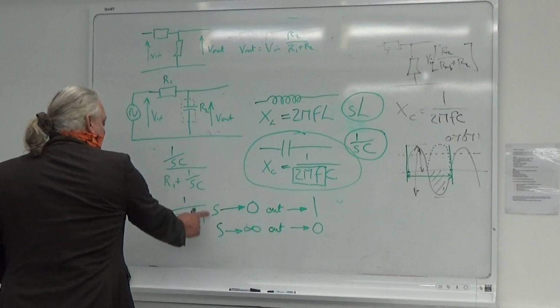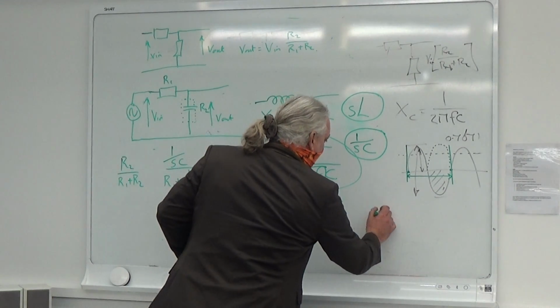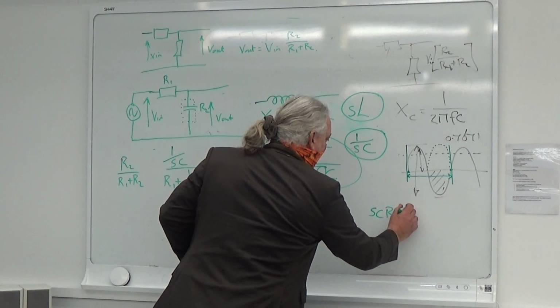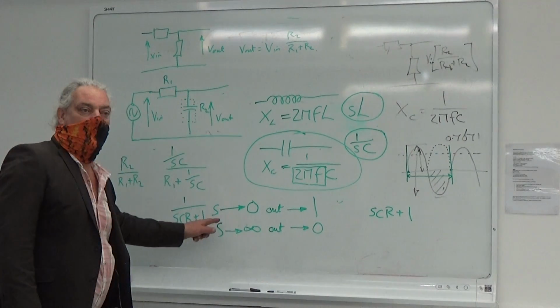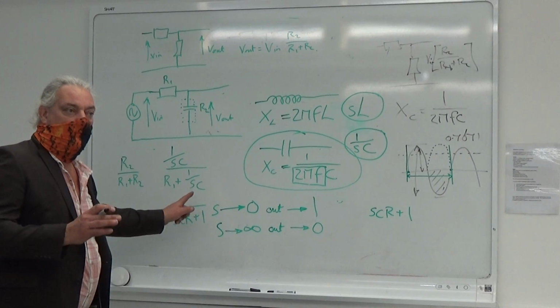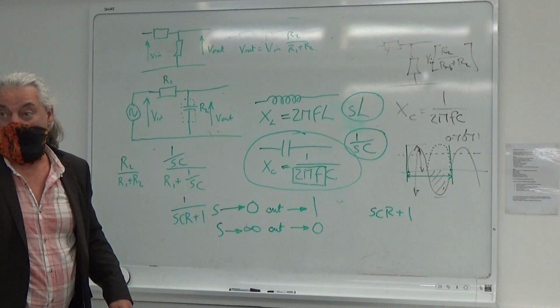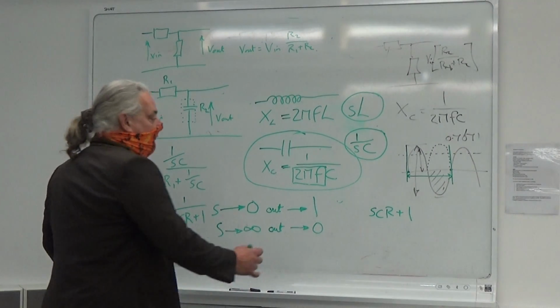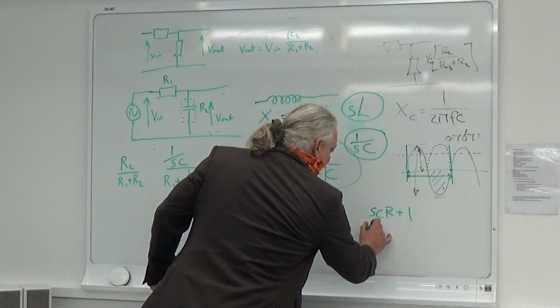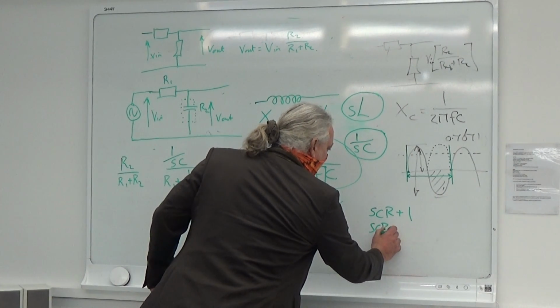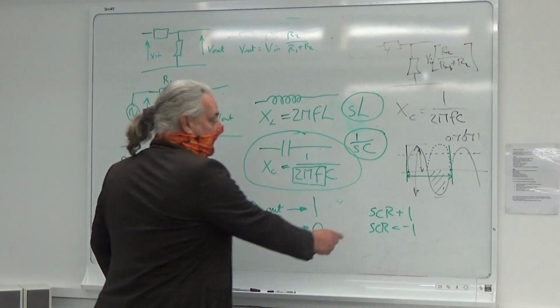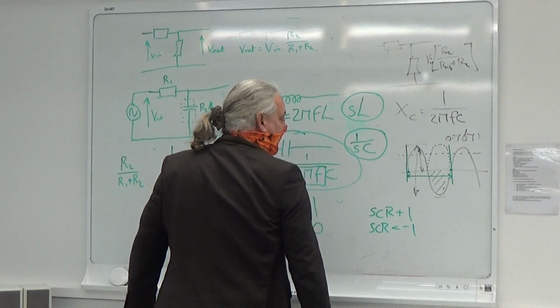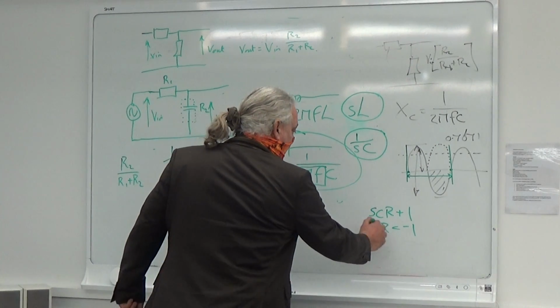If we look at the denominator, we've got SCR plus 1. Imagine a situation where we could make the denominator 0. We'd have 1 upon 0, which would be infinity, right? Well, we can, because we can say that SCR must therefore equal minus 1, because minus 1 plus 1 is obviously 0.